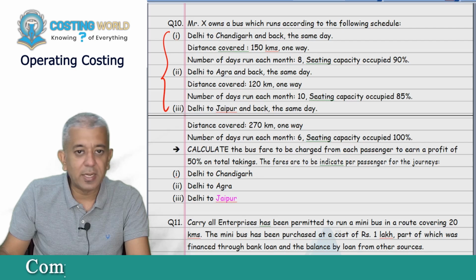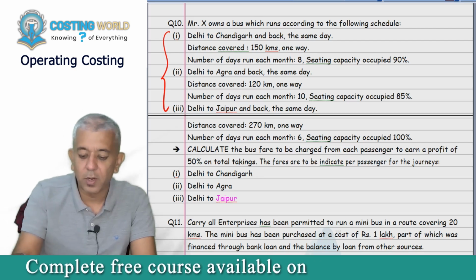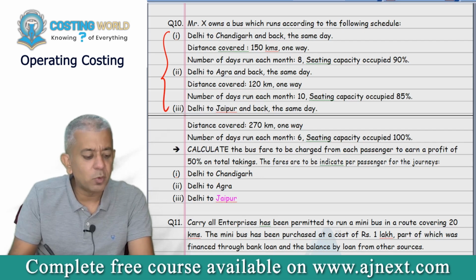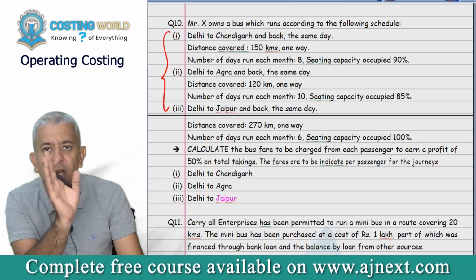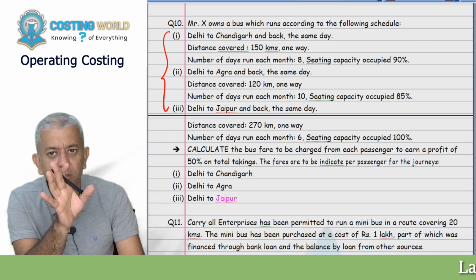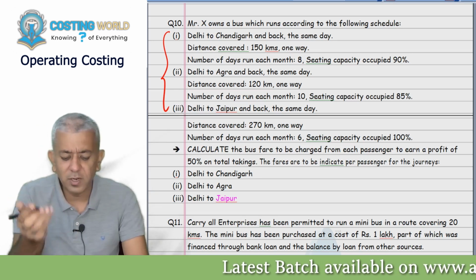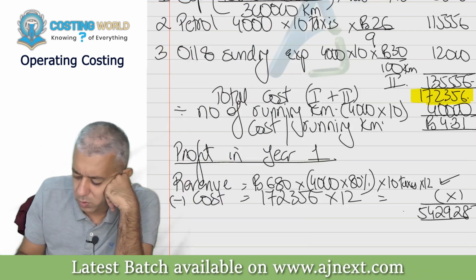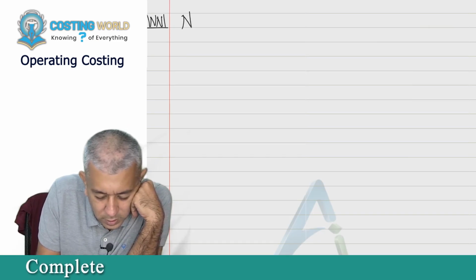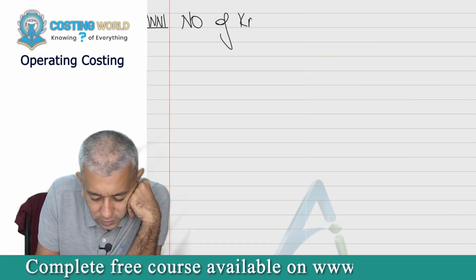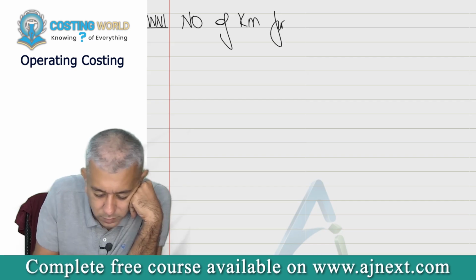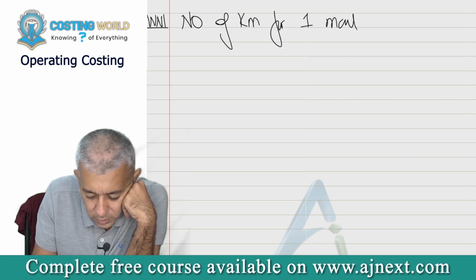You all have given the title. Let's start to be continuing. You all write down please. I guess you will have to be computing separately for Delhi to Chandigarh, Delhi to Agra and Delhi to Jaipur. Correct, no? Okay, and then we'll try to add them here. So this is working note number 1, number of kilometers for 1 month.